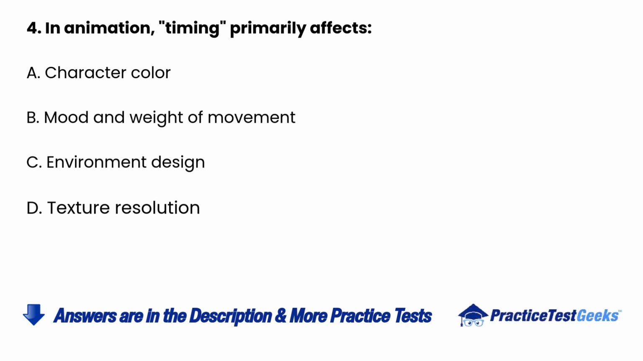4. In animation, timing primarily affects A. Character color. B. Mood and weight of movement. C. Environment design. D. Texture resolution.